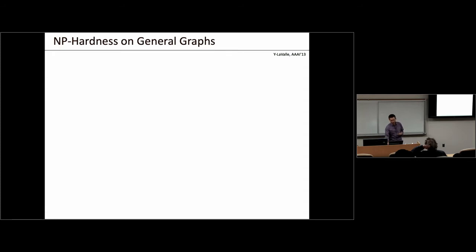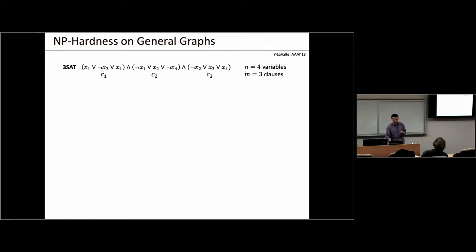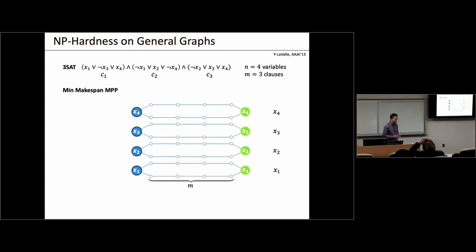So here I will show, I think, a quite cool kind of reduction showing that the minimum makespan multi-robot path planning is NP-hard. So we reduce from a standard 3-SAT problem. Here we have a 3-SAT problem with 4 variables, x1 through x4, and 3 clauses. So n is the number of variables, m is the number of clauses. So we'll be building a multi-robot path planning problem as follows. For each variable, we build a gadget that looks like this.